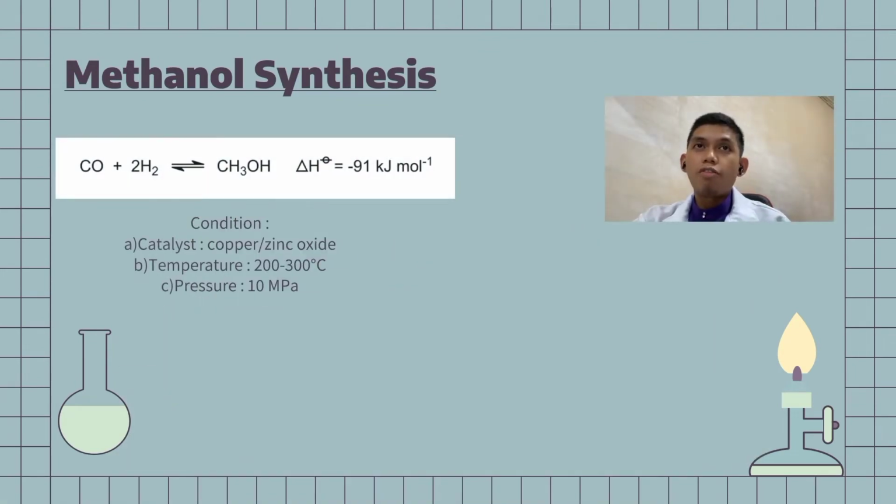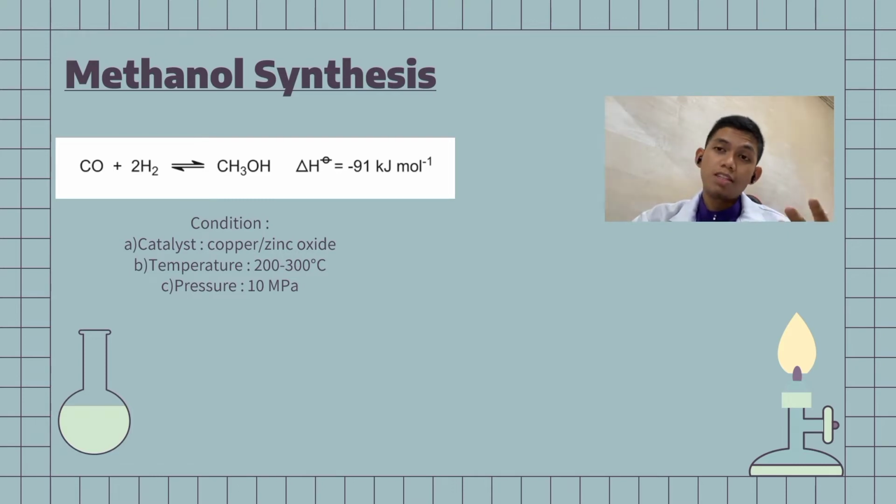Then we have the methanol synthesis, and this is the equation. Carbon monoxide plus hydrogen gives methanol, and the enthalpy of formation is negative 91 kilojoules per mole. Based on this enthalpy, we can see that the reaction is exothermic, releasing energy to the environment. There are several conditions for this reaction to occur.